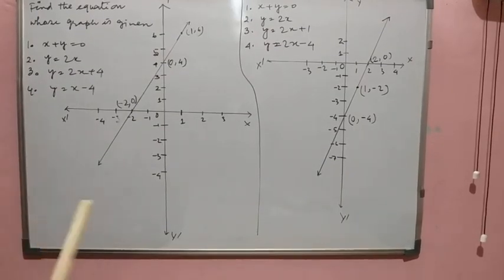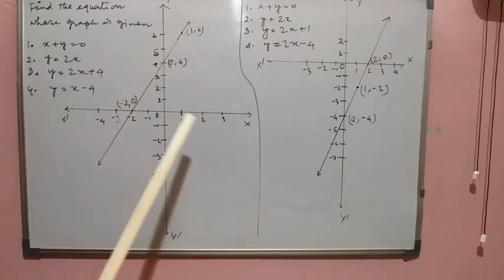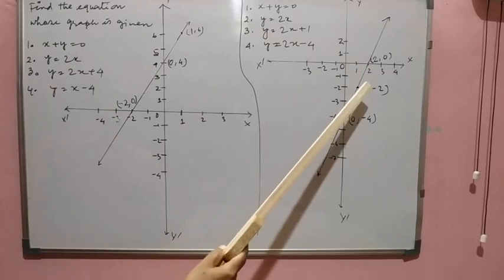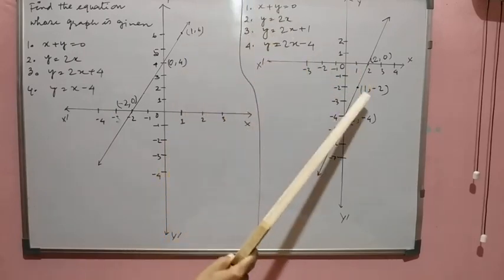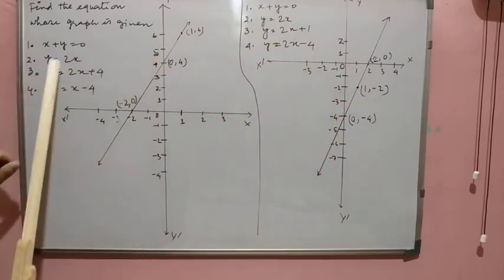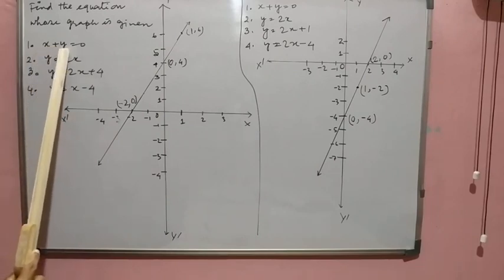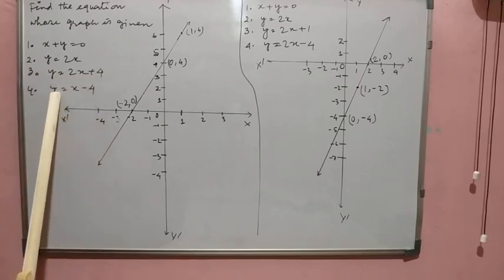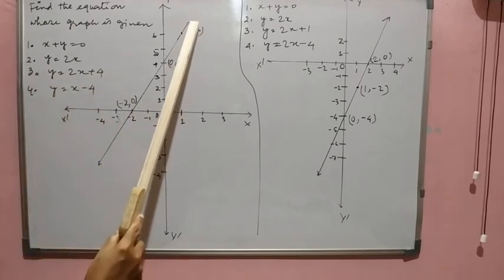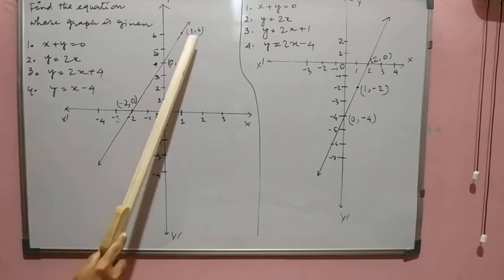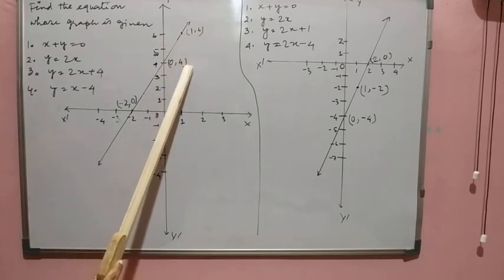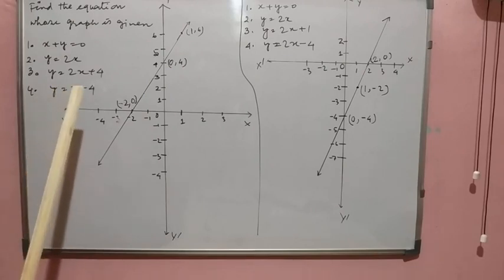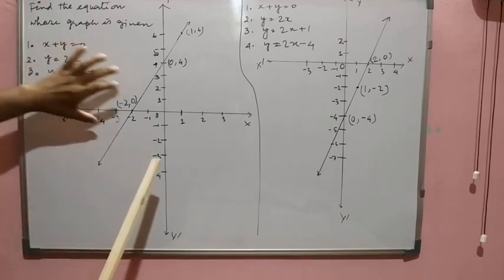Two questions are for your homework. Here you see, find the equation whose graph is given. This is also the same. In the first graph, the options are x plus y equals 0, y equals 2x, y equals 2x plus 4, y equals x minus 4, and the graph is passing through the points 1, 6, 0, 4, and minus 2, 0. So you have to find the equation whose graph this is.